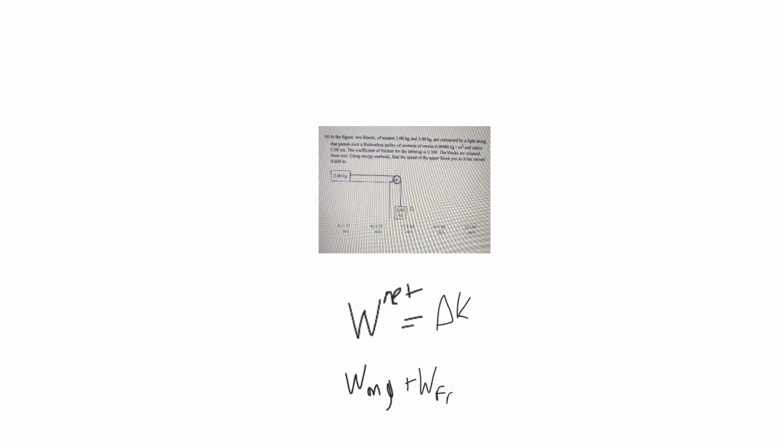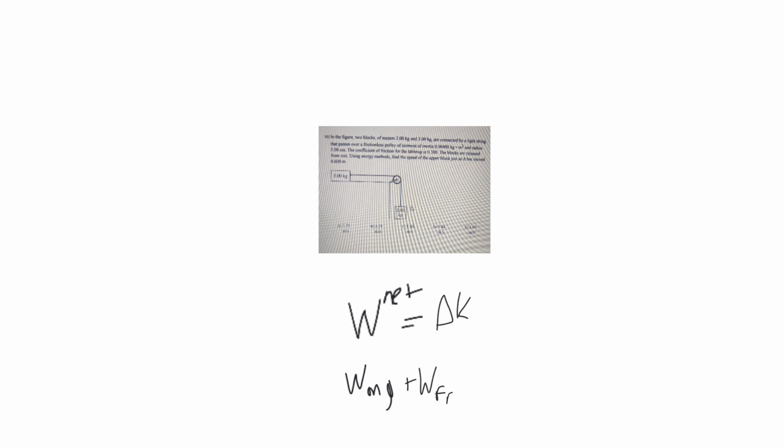Okay, so now for problem number 10, we have a figure with two blocks. One mass is 2 kilograms, the other one is 3. They're connected by a light string over a pulley that has a moment of inertia of 0.00400 and a radius of 5 centimeters. The coefficient of friction for the tabletop is 0.300.